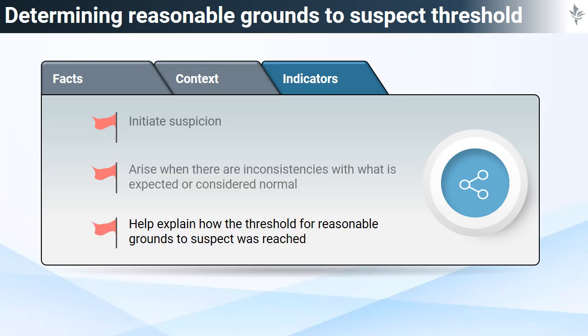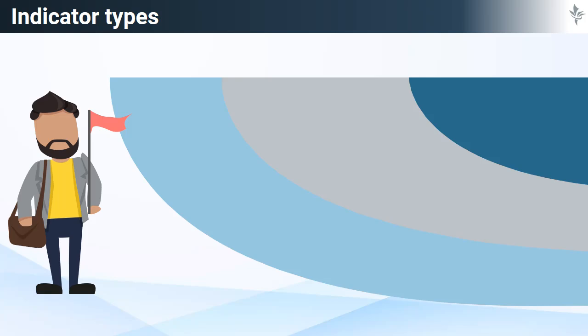Indicators can also help you express your reason for reaching the reasonable grounds to suspect threshold in a suspicious transaction report. There are countless indicators that can be categorized into different types. In this video, we will only highlight 4 indicator types. The first type is client behavior.